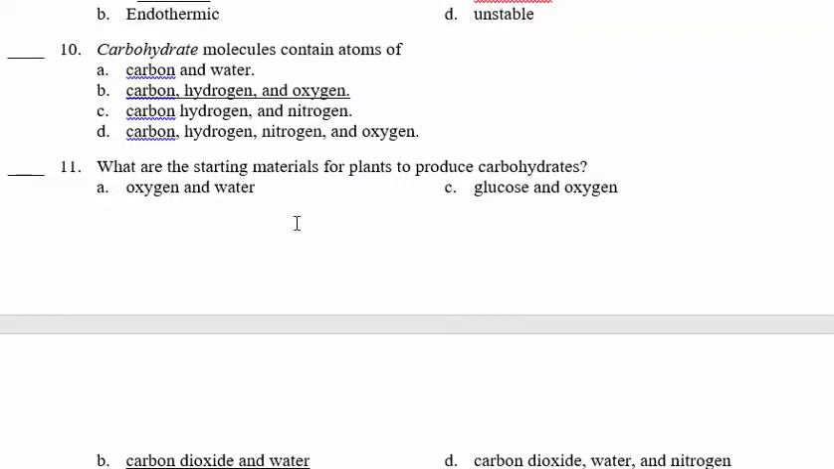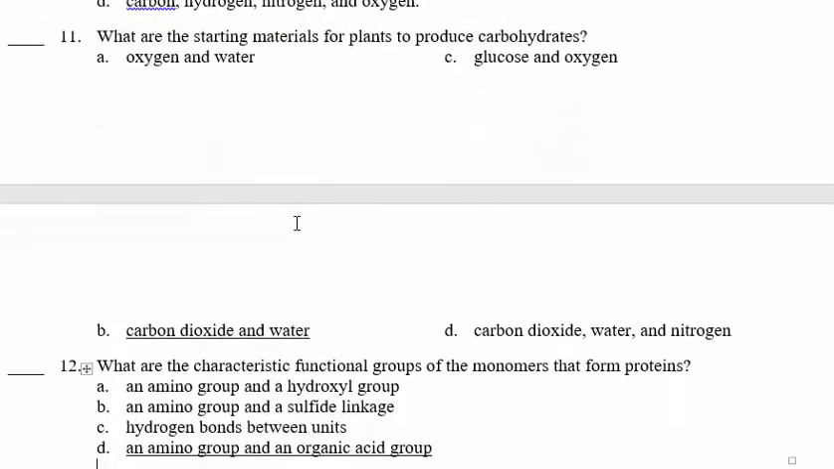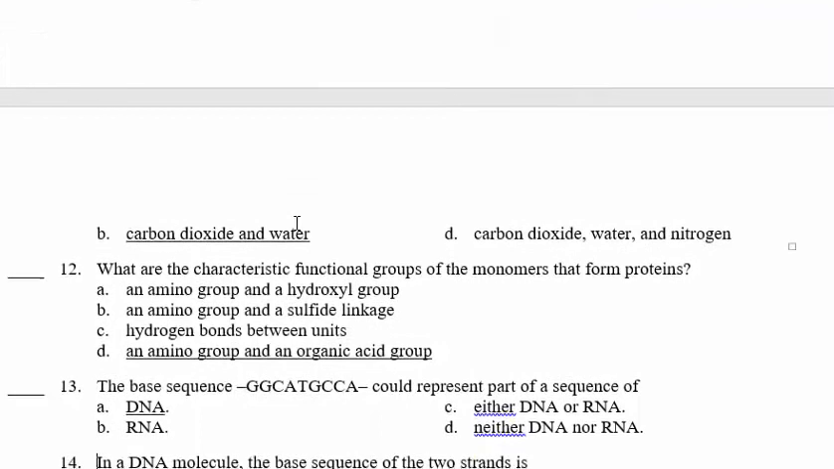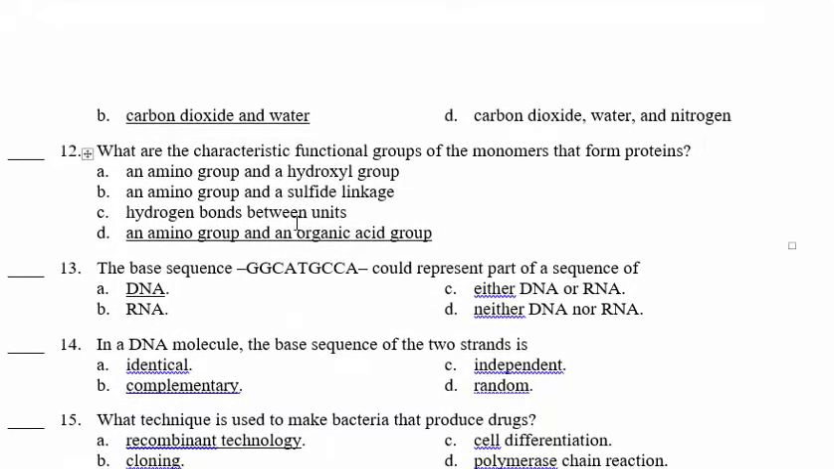What are the starting materials for plants to produce carbohydrates? Again, it's carbon dioxide and water. It is the photosynthesis reaction that you have been learning since you were in grade 3. What are the characteristic functional groups of monomers that form proteins? So monomers that form proteins are the basic units that form proteins. The basic unit that forms proteins should be an amino group and an organic acid group. So 12, D.